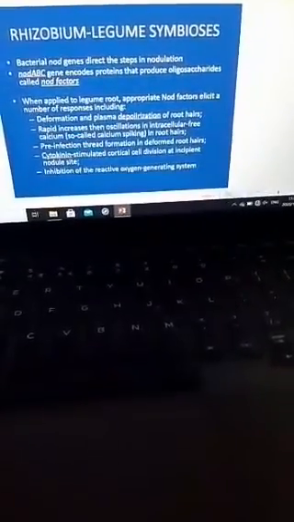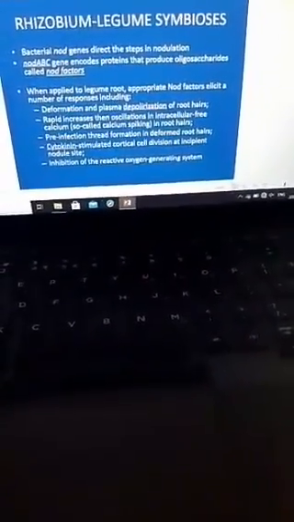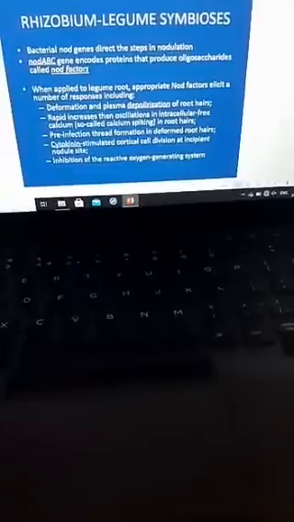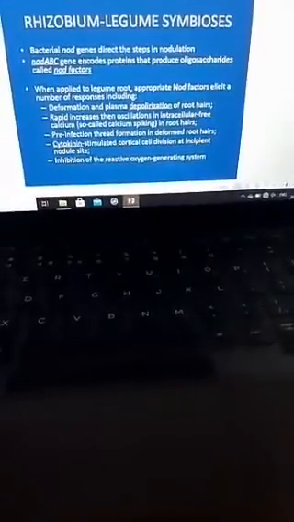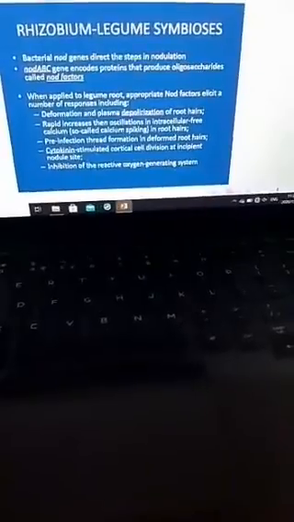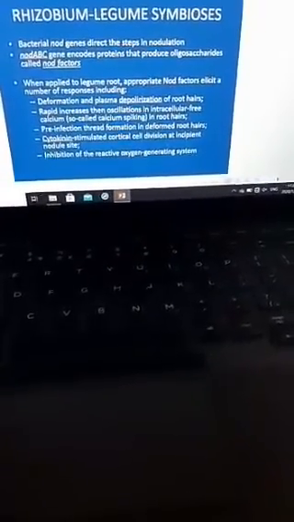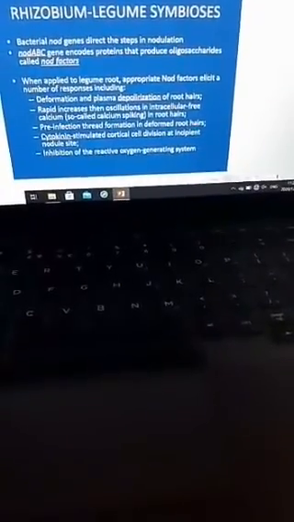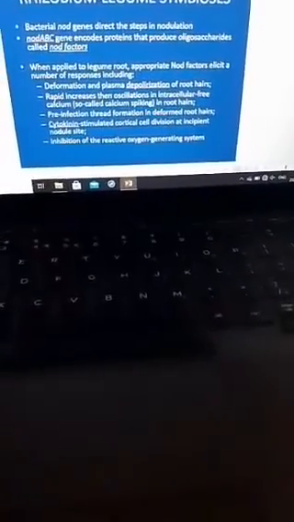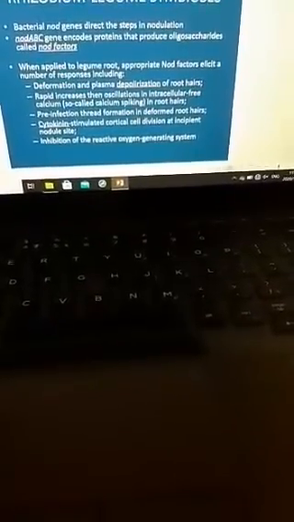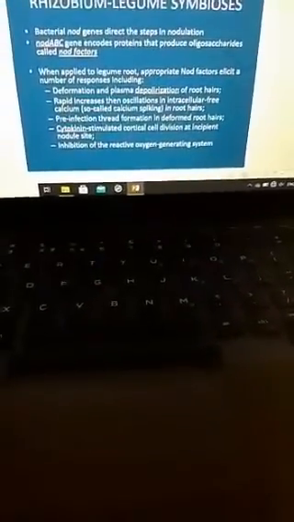And this slide, I just want to highlight that, as I've already mentioned, the bacteria of a plant produce what are called the nod factors. And when the nod factors are produced by the bacteria, they elicit a number of responses, particularly on the part of the root of the plant. Deformation and plasma membrane depolarization of root hairs and so on, go through all these responses. I can see 1, 2, 3, 4, 5 of them, the last one being inhibition of the reactive oxygen generating systems.